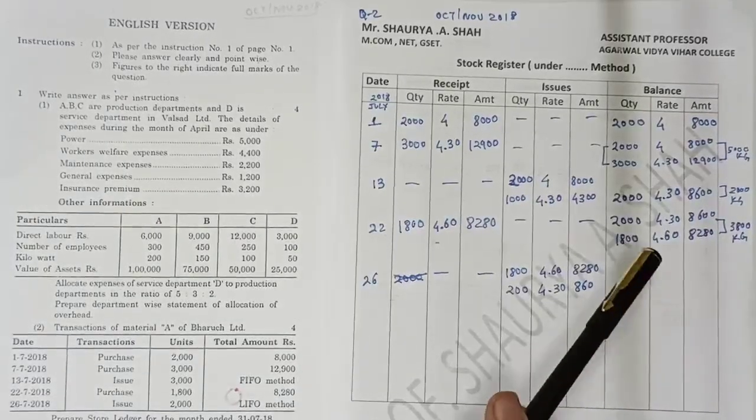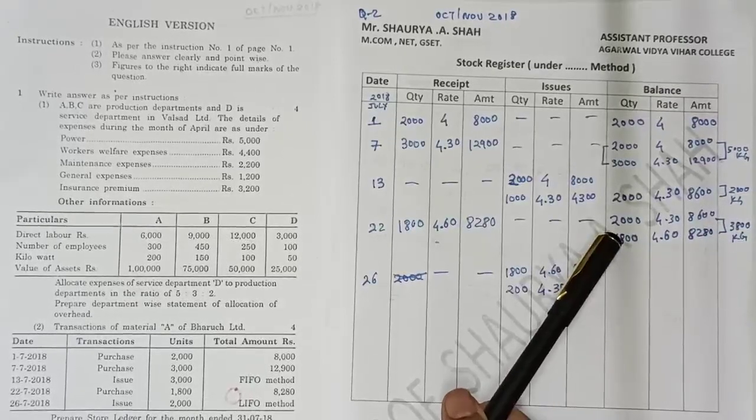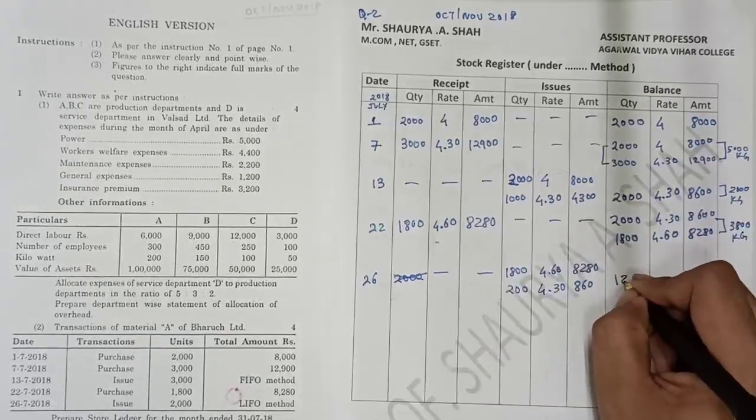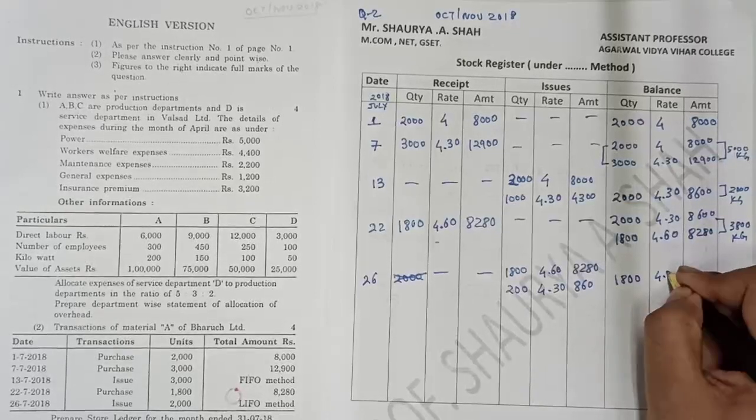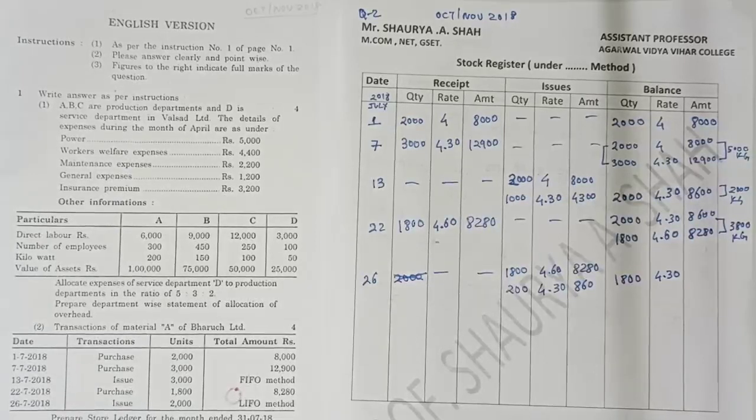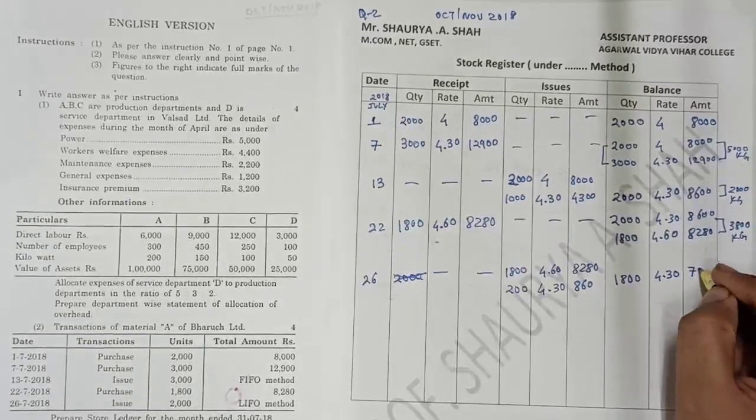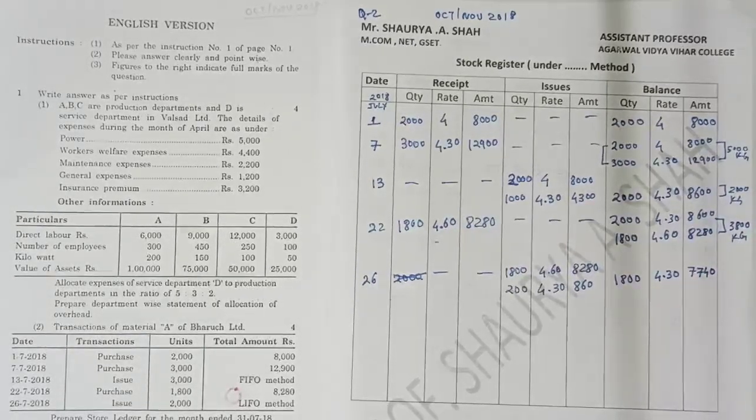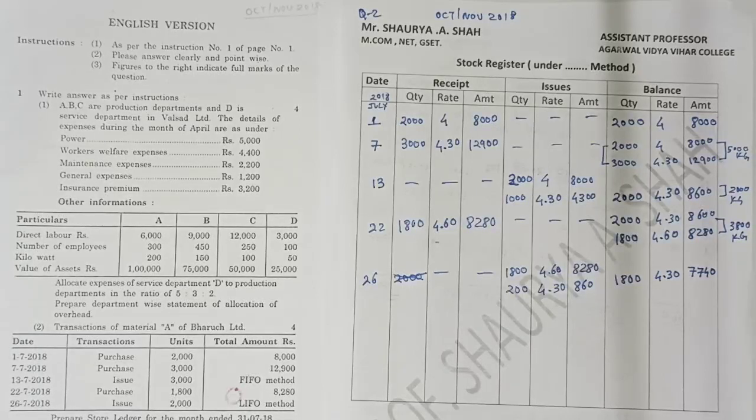How much I am remaining with? 1800 is gone. This 2000 minus 200 gives me again 1800 quantity. 4.30 is the rate of that quantity. So 1800 into 4.3 gives me the amount of 7740. 7740. I hope it is clear to each and every student. Fine. 7740 is the amount. So 4 marks is for this closing stock. 1, 2, 3, 4. Right? I hope it is clear. So my closing stock, if I can say, is 1800.